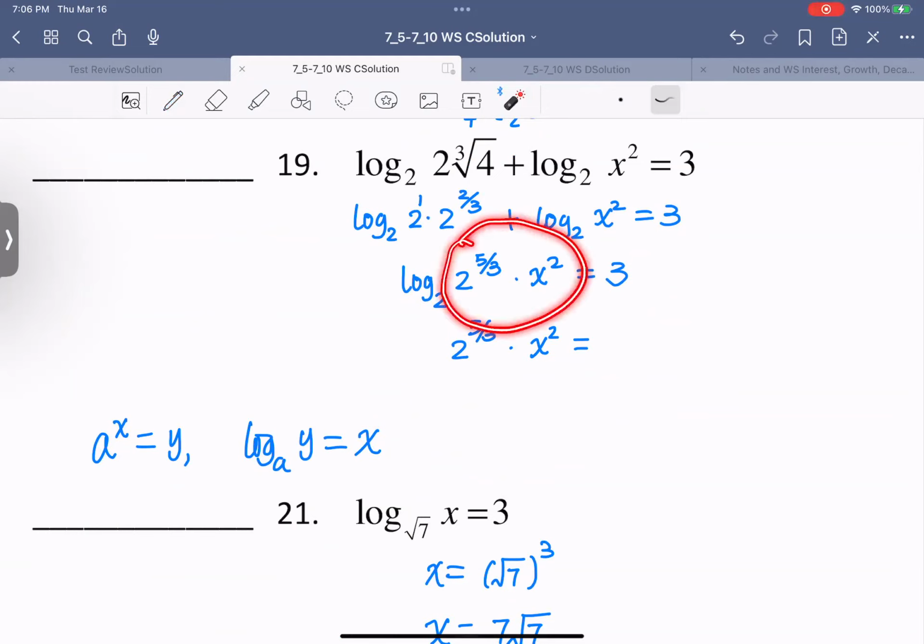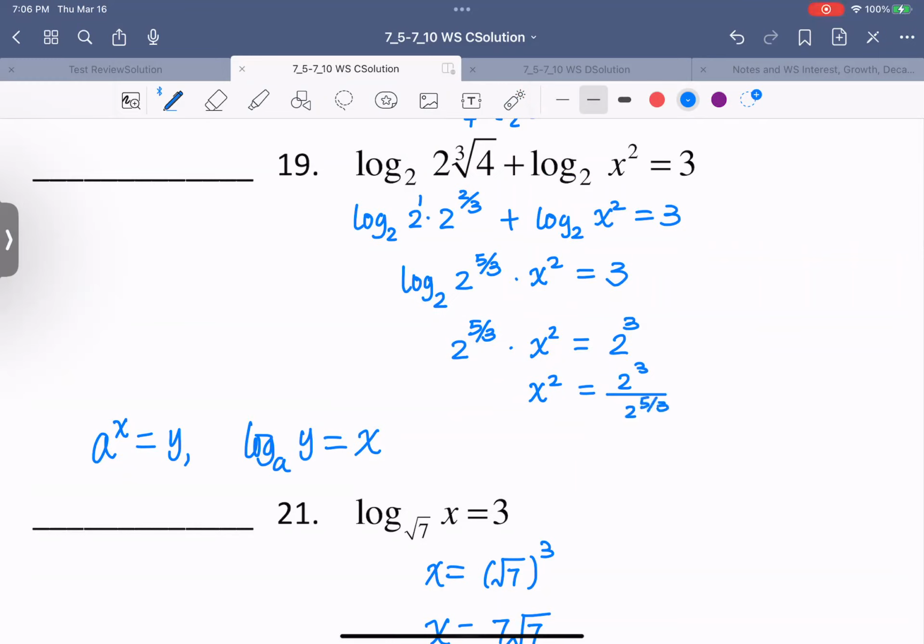That guy is, this is the base, this is the exponent, right? So 8. Yes, this is 8, but we still say 2 to the power 3, because we want to divide it so that we can get x squared. Make sense? Yes. So you have this guy over this. And you do the 3 minus 5 over 3, which is? 4 over 3.